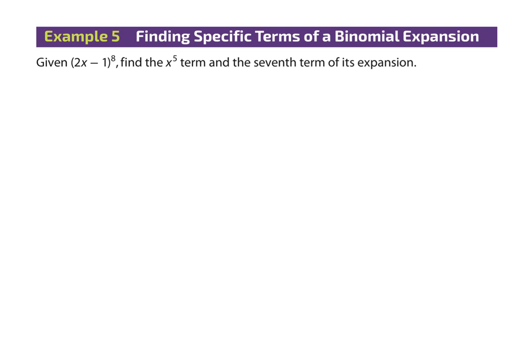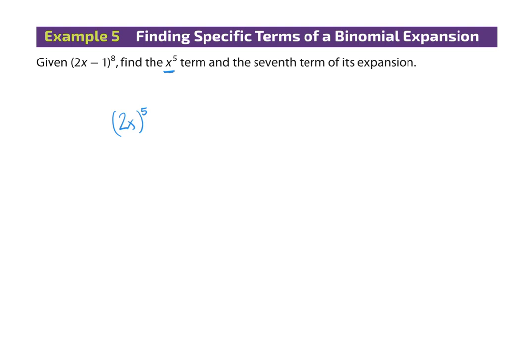This wants me to find specific terms. This is not telling me to expand it 8 times. This is saying I want some specific terms here, all right? The first specific term they ask for is what happens when x is to the 5th power, all right? So we have to think about this. When x is to the 5th power, this whole group is going to be to the 5th power, okay?